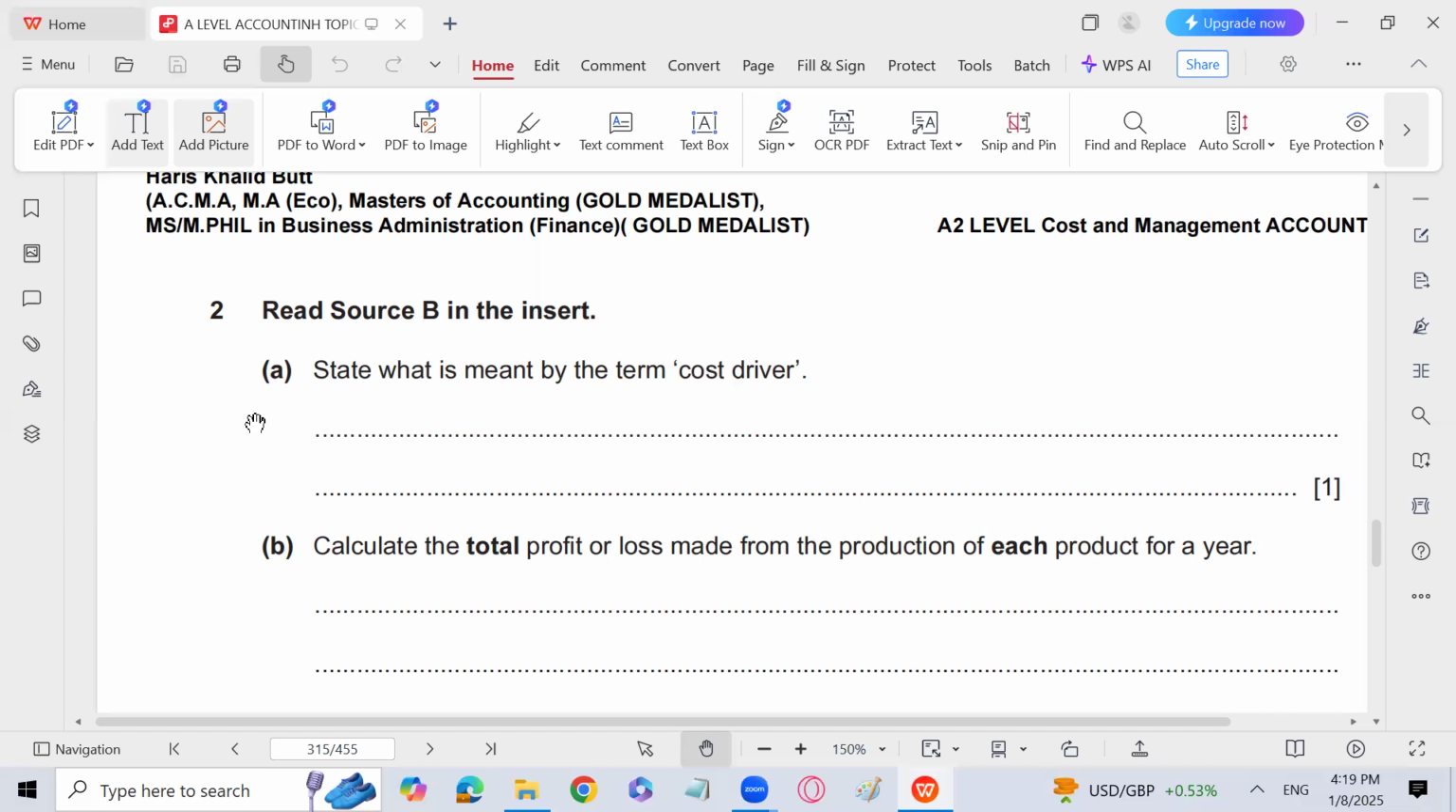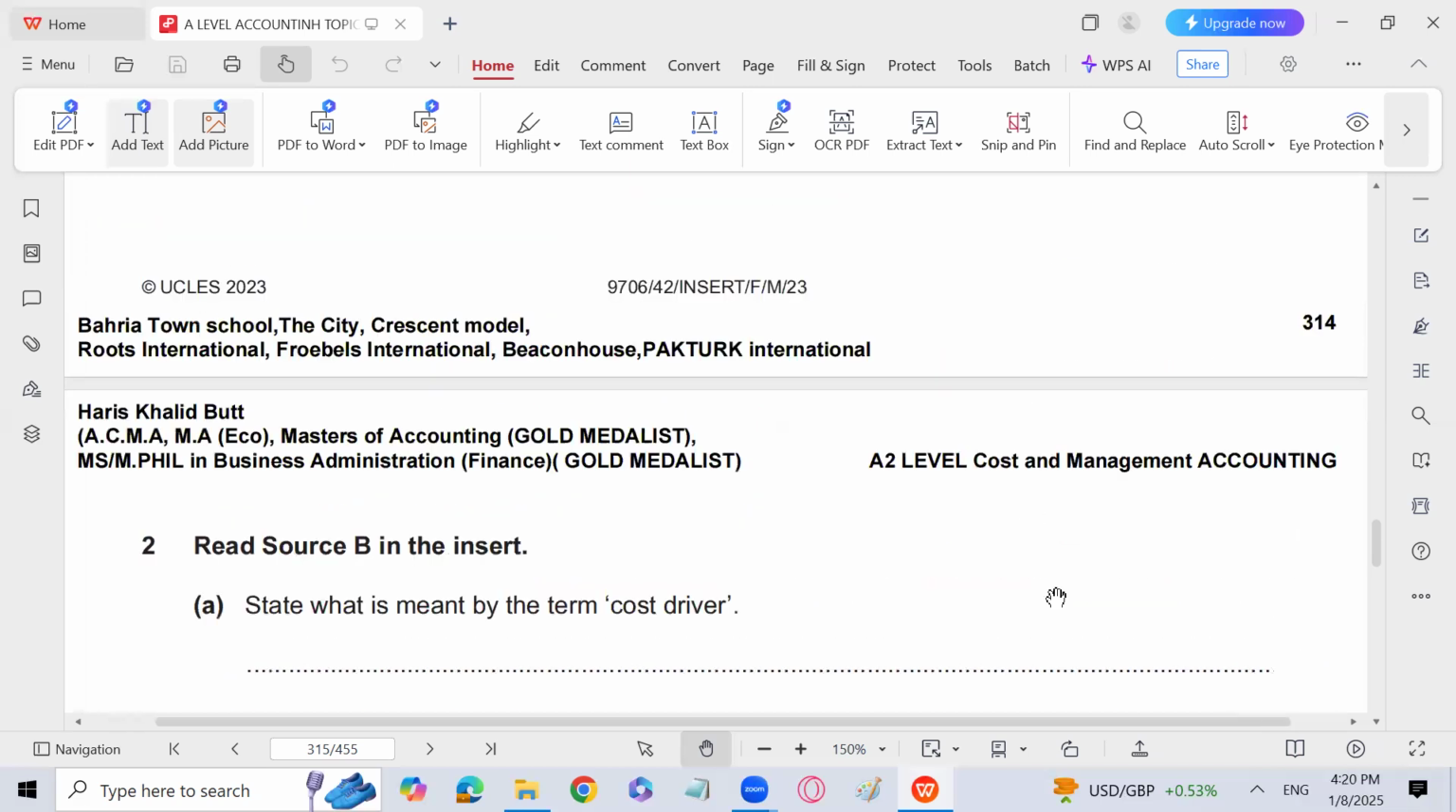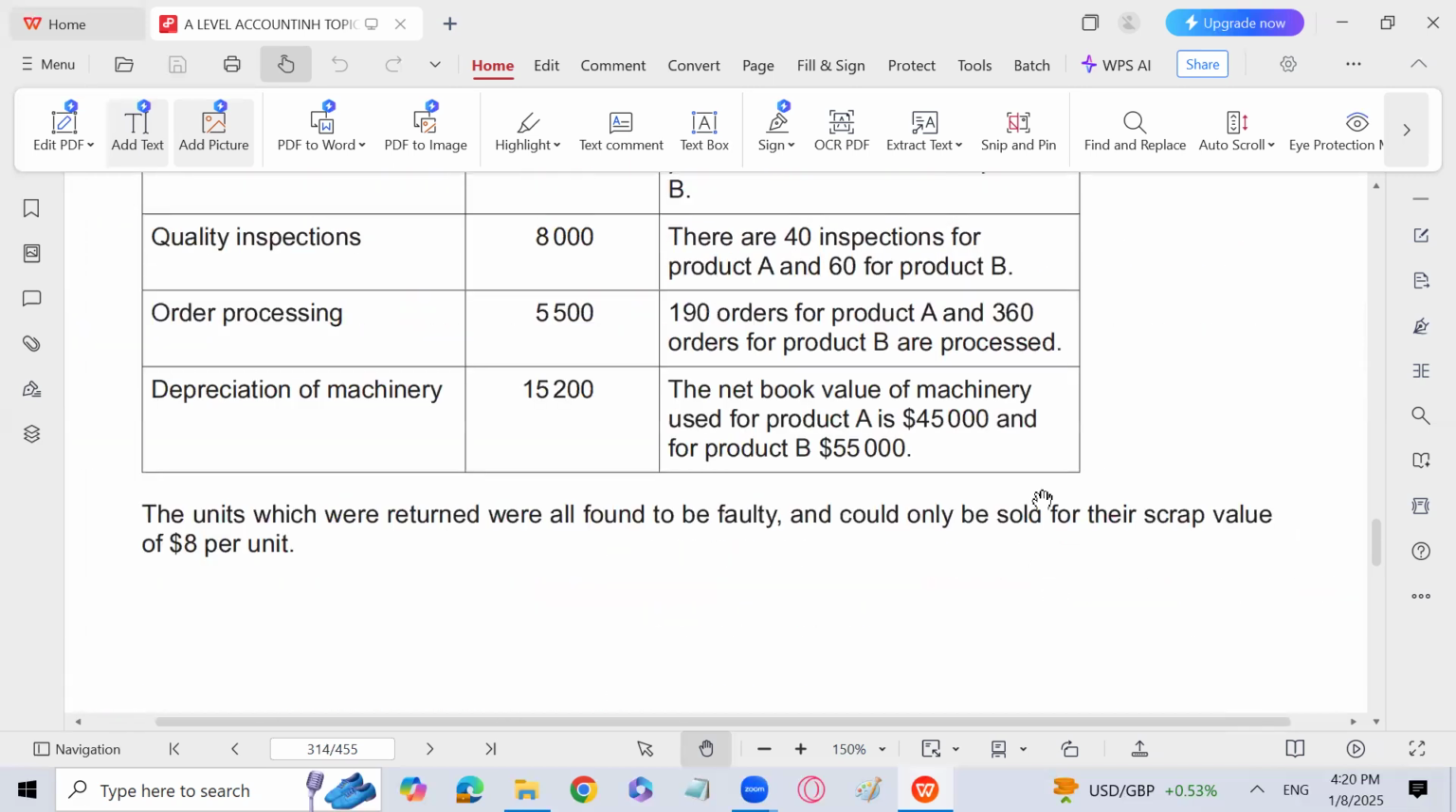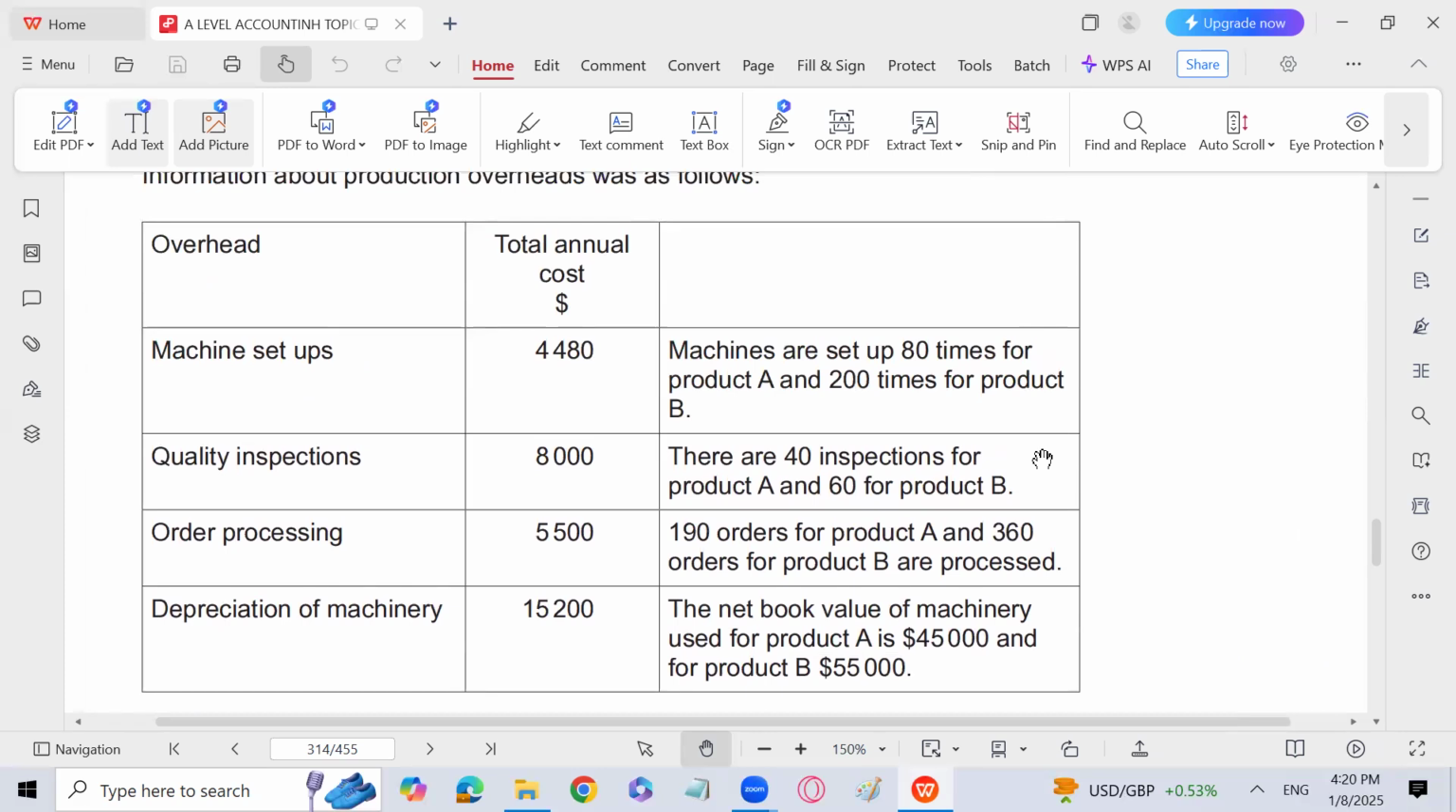अब जरा let's try to understand this. For that reason, I'm going back. So can you tell me what is the cost driver for machine setup? Machine setup is a cost pool actually, an overhead cost pool. And the cost driver for machine setup is the number of setups. The number of setups basically drives the cost of each cost pool between different products.